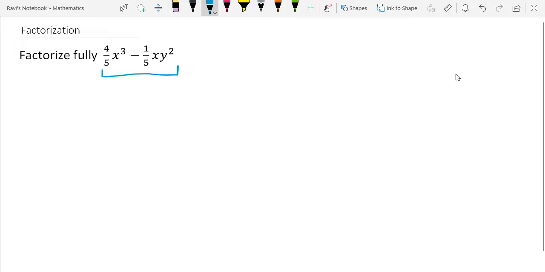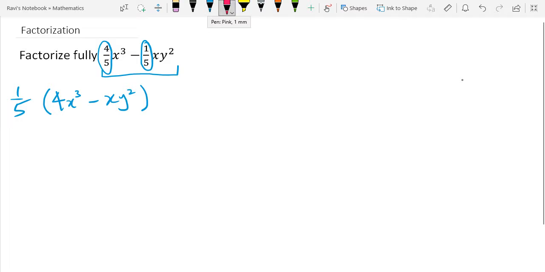Okay, what do we see here? We see that we have a 4/5 here and we have a 1/5 here. So the 1/5 is a common term. Once we bring out the 1/5, what do we get? We get 4x cubed minus xy squared.